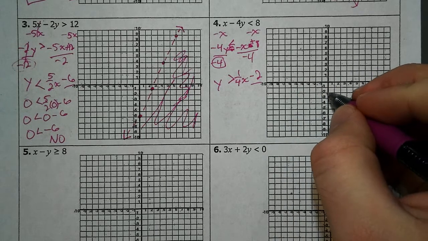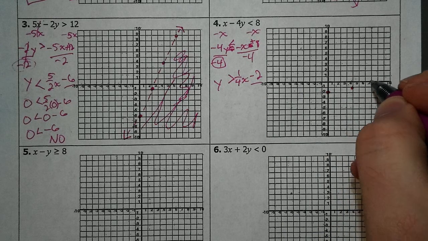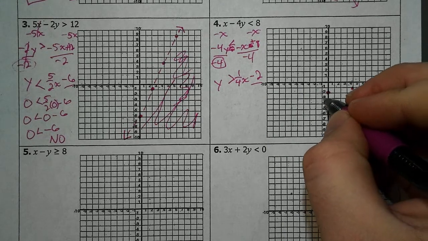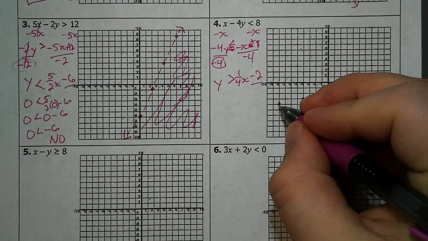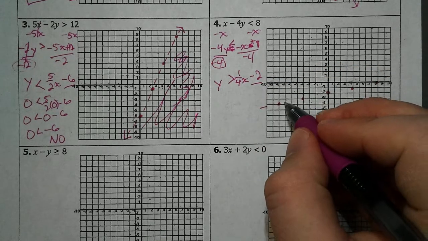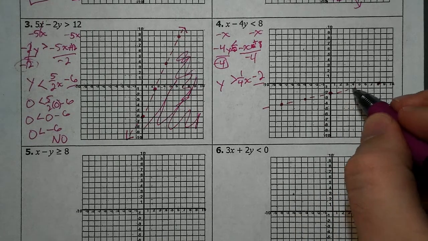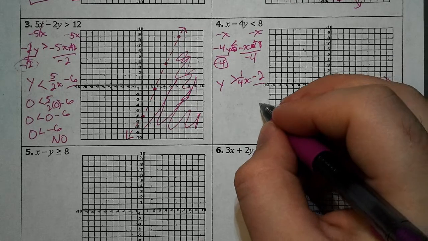Negative 2, boom. 1/4, up 1 over 4, up 1 over 4. Ran out of room, go backwards, down 1, 4 backwards, down 1, 4 backwards, and down 1, out of room. This one is also a dashed line because it's got that greater than symbol. It doesn't have the equal to. So continue with an arrow, continue with an arrow.